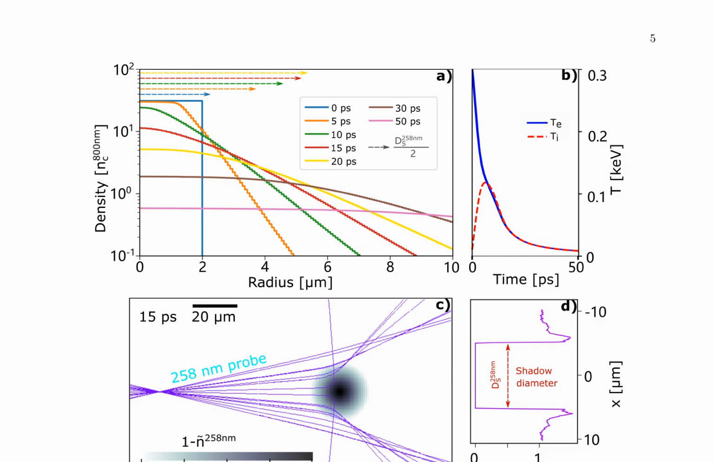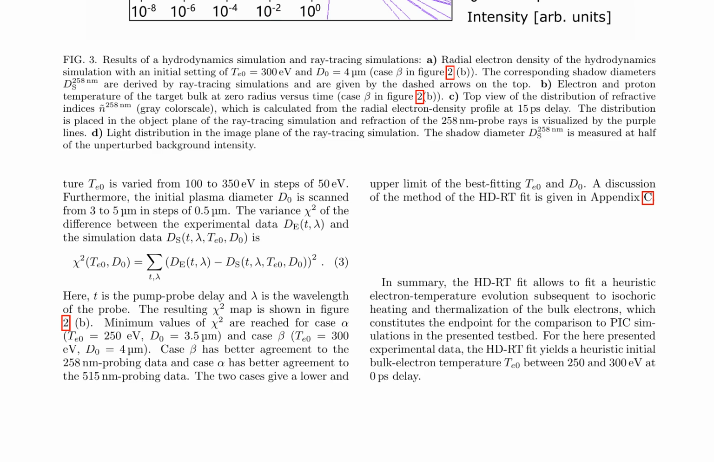The HDRT fit is applied to simulate the temporal evolution of the bulk electron temperature, providing a heuristic electron temperature evolution subsequent to isochoric heating and thermalization of the bulk electrons. The simulation utilizes a 2D 3V PIC simulation tool, PIConGPU, to model a fully ionized spherical hydrogen column. The target density distribution follows a specific model, with an unperturbed target diameter of D0 equals 4.4 micrometers and a surface scale length L0 equals 0.25 micrometers.